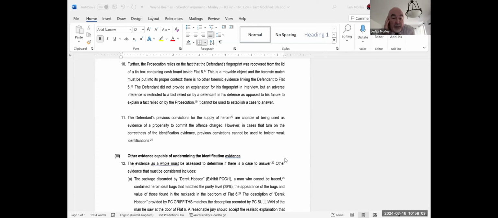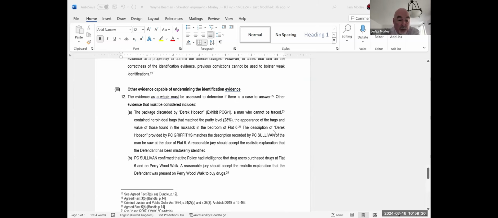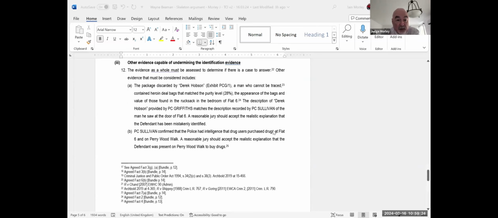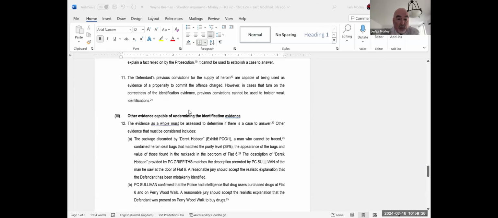Paragraph 11: the defendant's previous convictions for the supply of heroin are capable of being used as evidence of propensity to commit the offence charged. However, in cases that turn on the correctness of the identification evidence, previous convictions cannot be used to bolster weak identifications. Footnote 21, and there is reference there to a number of cases to support that very important feature.